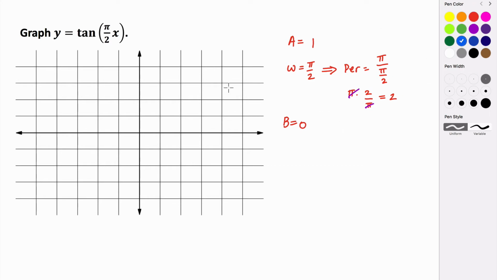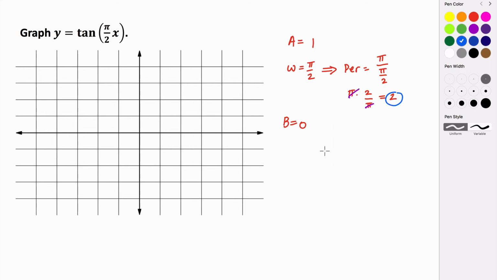So if you remember, when graphing the tangent function, we normally graph from negative pi over 2 to positive pi over 2. So it has a period of pi units typically. Half of our period is in the negative direction and half of our period is in the positive direction. Now, because we have a different period here at 2, half of it's going to be on the left and half of it's going to be on the right.